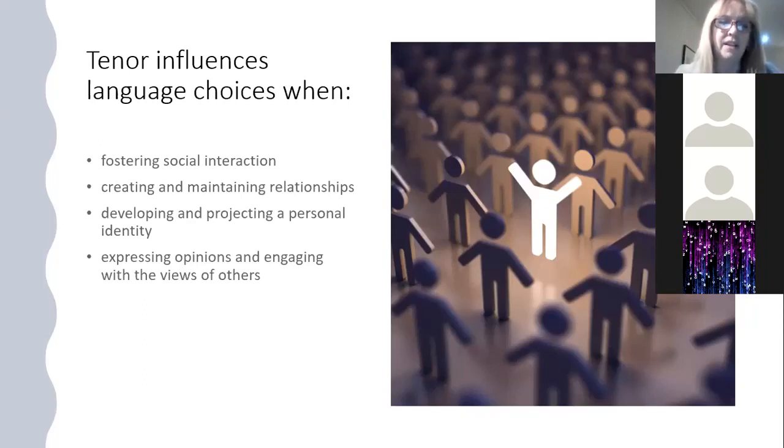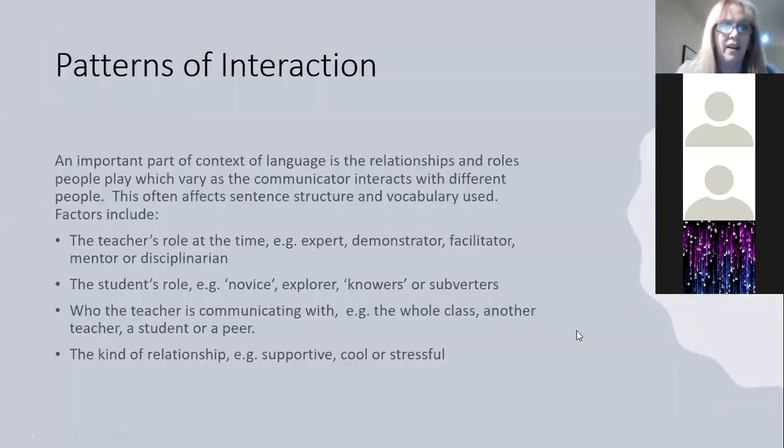And then expressing opinions and engaging with the views of others. Okay, so we're expressing our opinions. We're saying whether we agree or disagree with somebody. How do we say that? "No, that's totally wrong." Or is there another way to say it? Okay, how are we maintaining our other goals of developing a relationship with that person, yet maybe disagreeing with them on something? All of these subtleties come in with tenor and language choices. So we're going to have a look at patterns of interaction, the kinds of relationships we have.